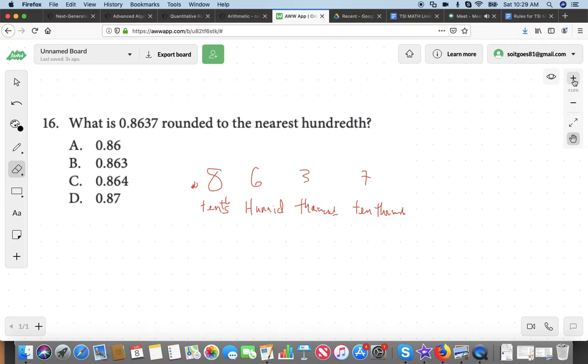How would we do that? How would we round this number, this decimal, to the nearest hundredth? Okay, so would you just round the 6 up to a 7? Well, do we need to go up or down?